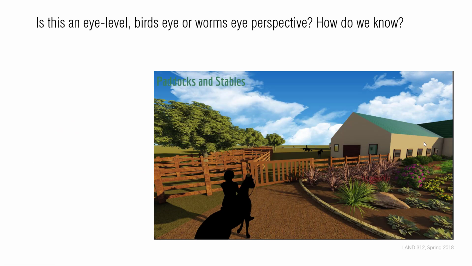This is an example from previous students. When you compare this person's eye with this other person's eye, you can see that the closer the person is, the lower his or her eye level. So you will then know this is not an eye level perspective. Rather, this is a slightly bird's eye kind of view.